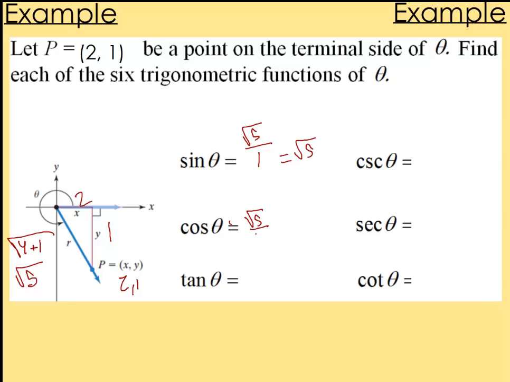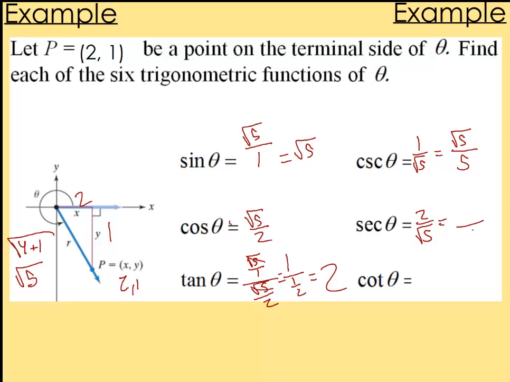Cosine is going to be 2 over square root of 5. And tangent is going to be sine over cosine, so 1 over square root of 5, over 2 over square root of 5. What happens there is these radicals cancel out, so I got 1 over 2, or 1/2. For cosecant, the reciprocal of sine, is going to be square root of 5 over 1, or just square root of 5. Secant, the reciprocal of cosine, is square root of 5 over 2. And cotangent, the reciprocal of tangent, is 2.